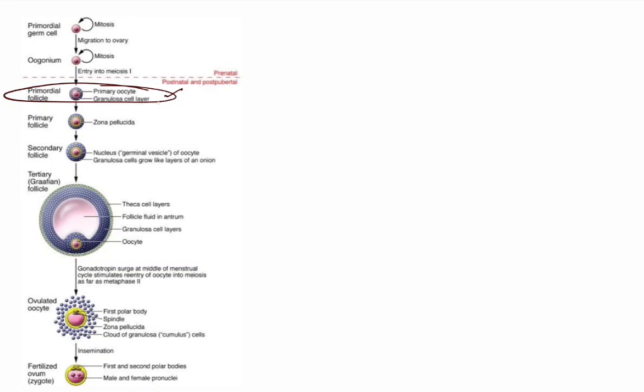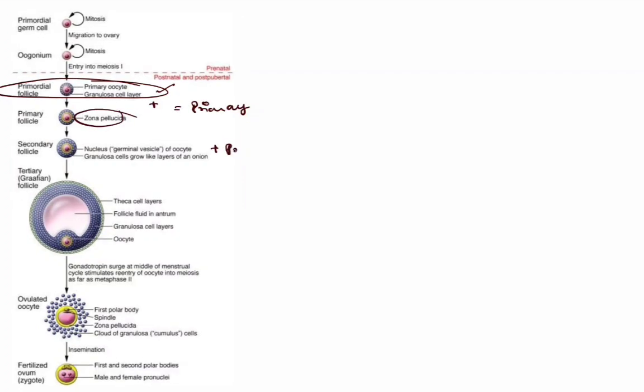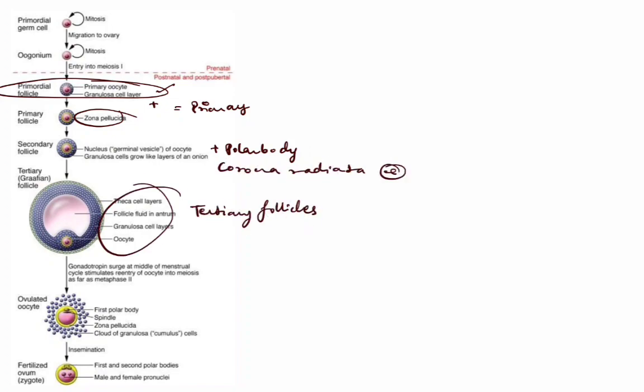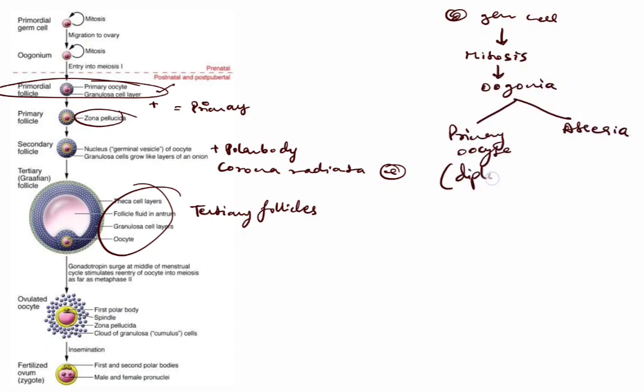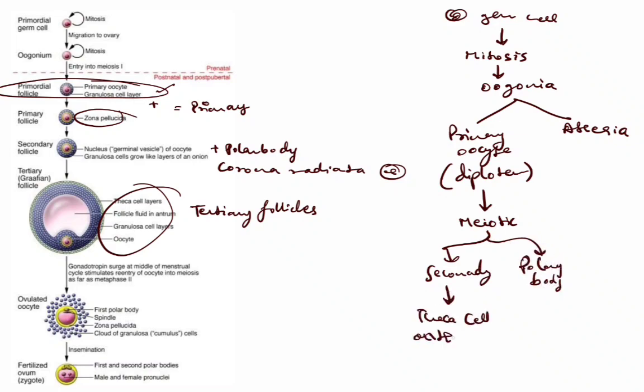Now the third point, what is the morphology of the oocyte? As you can see here in the image, the primary oocyte gets coated by the zona pellucida and gets converted into a secondary follicle, and with the theca cell layers and the granulosa cells and antrum formation, this gets converted into a tertiary or graafian follicle.